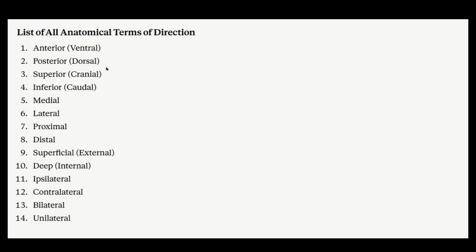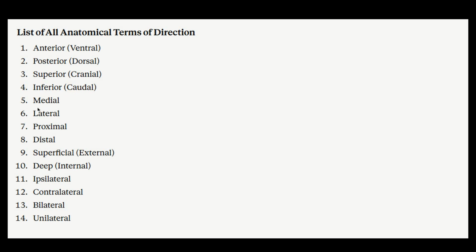Mainly these are the 14 terms that are frequently used to explain the anatomical terms of direction. Let's see them one by one. The first one is anterior, which is often called ventral. The second term is posterior, that means dorsal. Whatever term is written in brackets is just an alternative way to say it. So anterior, ventral; posterior, dorsal. Third is superior, which is cranial. Fourth is inferior, which is caudal.